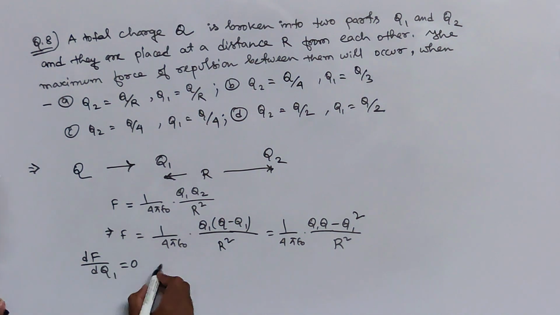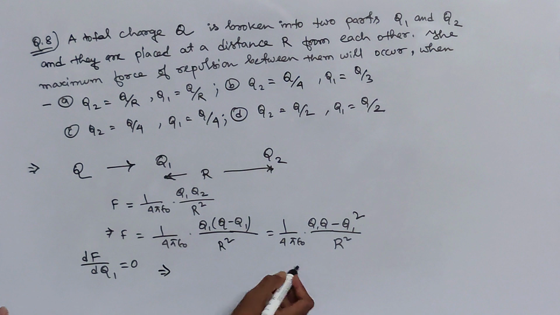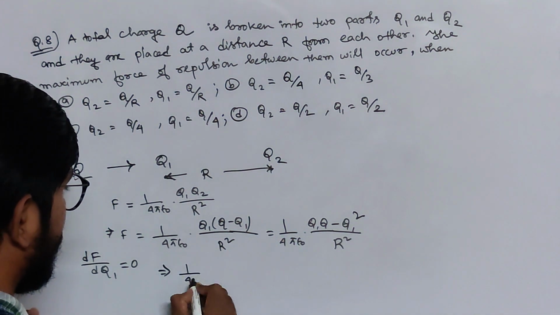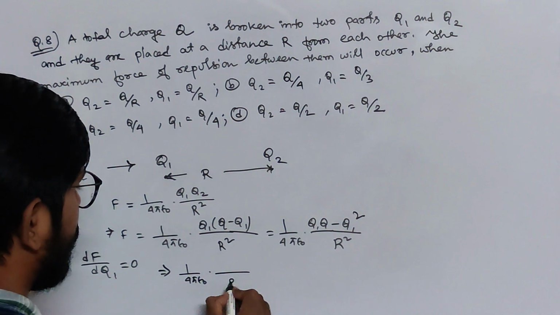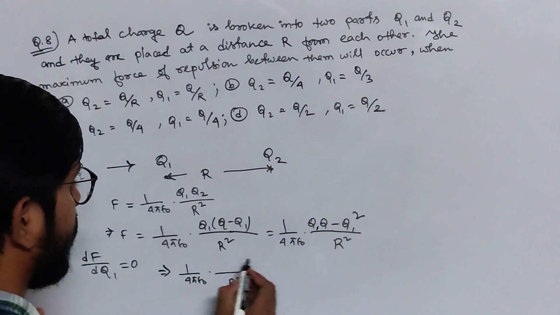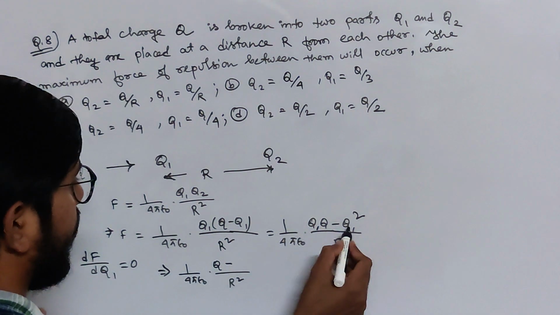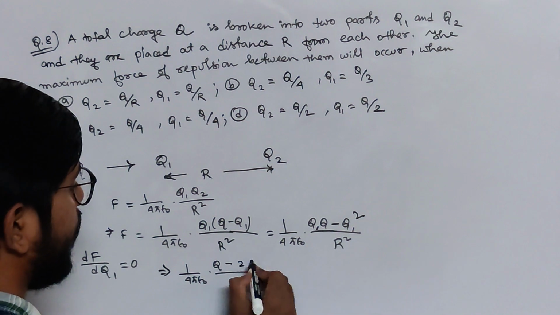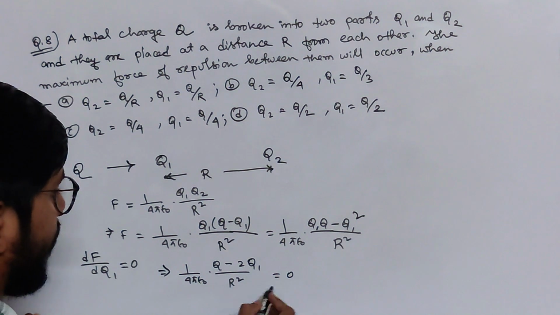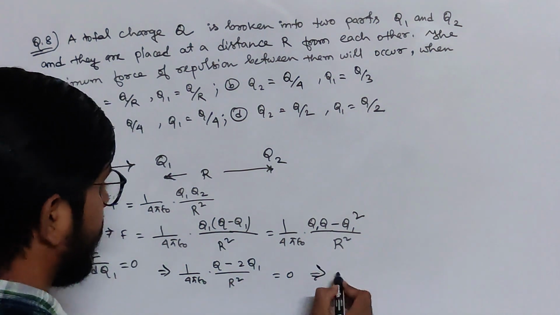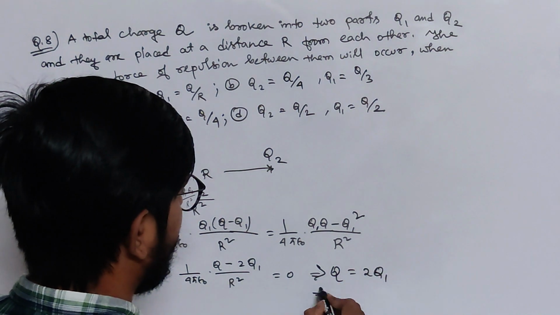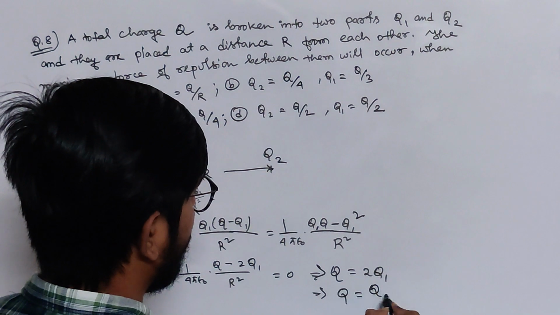Now, what is dF with respect to q1? If I differentiate F with respect to q1, then 1 by 4 pi epsilon naught is constant, and r square will be as it is. The differentiation of q1 q with respect to q1 is simply q, and the differentiation of q1 square is simply 2q1, and it should be 0. Since 1 by 4 pi epsilon naught r square are constant, simply q equal to 2q1, or q1 equal to q by 2.